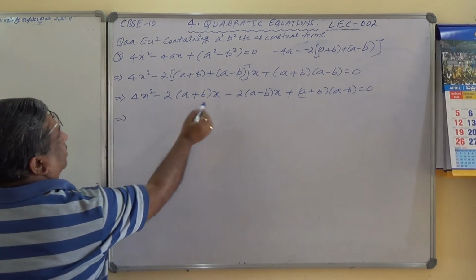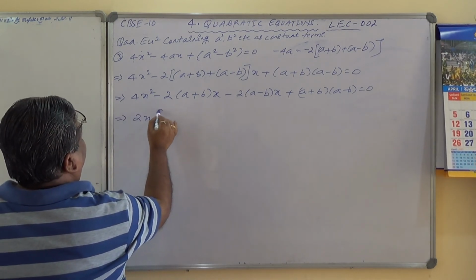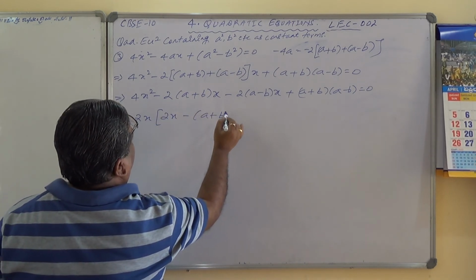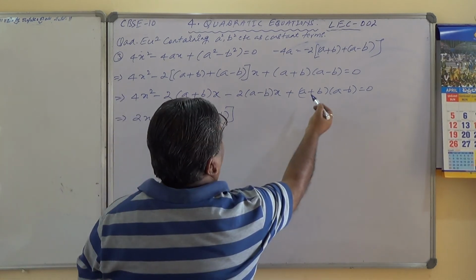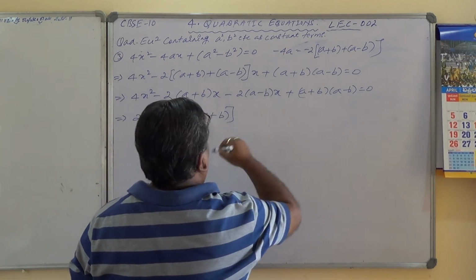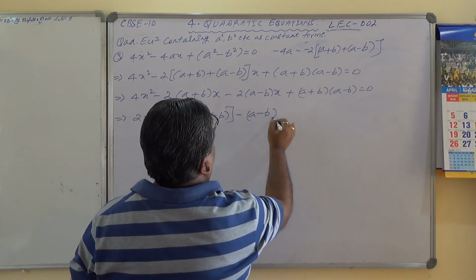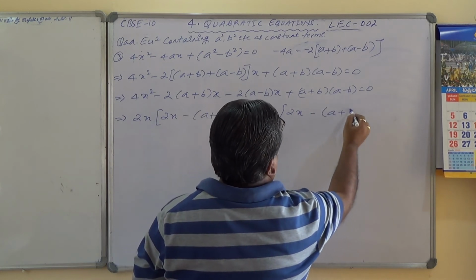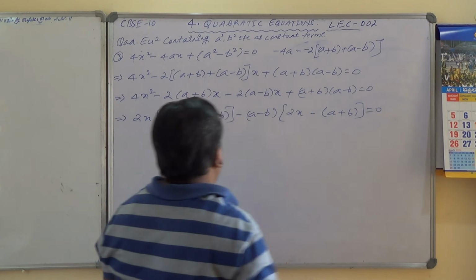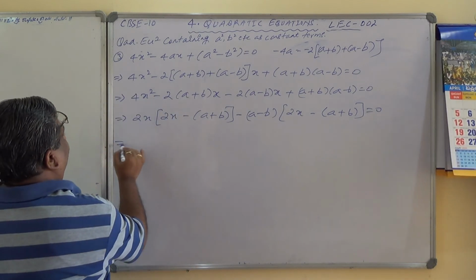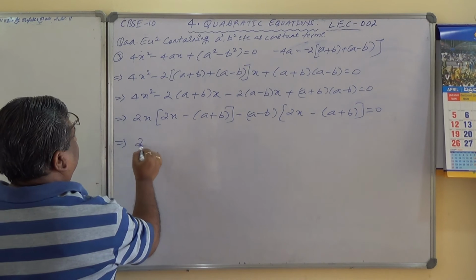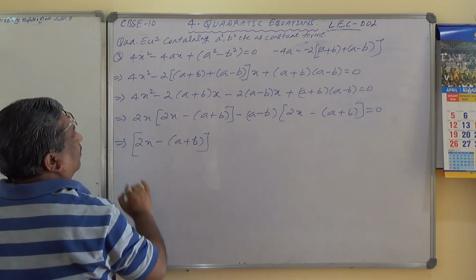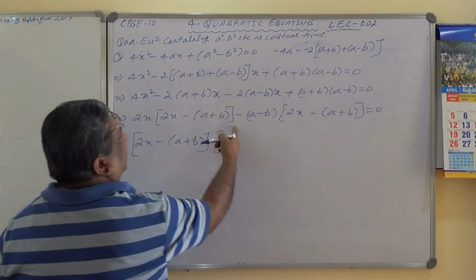This equals, what is common here? 2x is common. What is 2x minus, and here what is common? A minus b is common. Minus of a minus b is common. 2x minus a plus b is common. Correct? It is right. So what is common out of these two terms? Into bracket 2x minus a minus b.